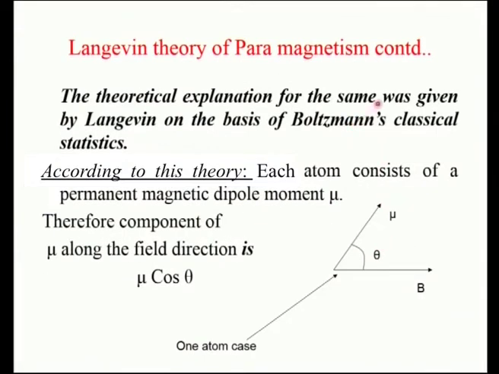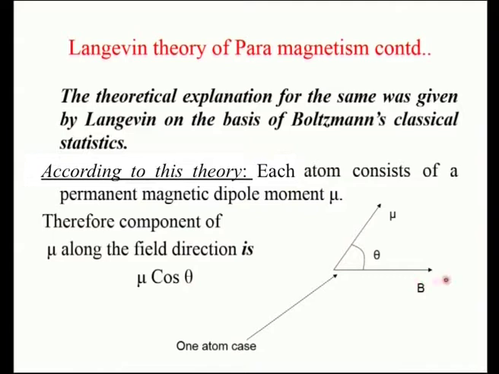Now, Langevin theory of paramagnetism. Here the theoretical explanation for the same was given on the basis of Boltzmann classical statistics first. So, according to this theory, each atom consists of a permanent magnetic dipole moment mu. That is, the magnitude is fixed, only orientation differs. Therefore, the component of mu along the field direction is mu cos theta.